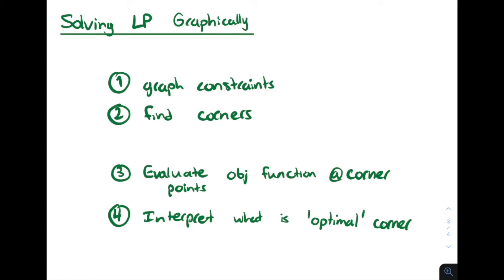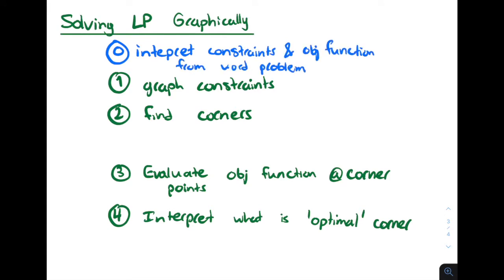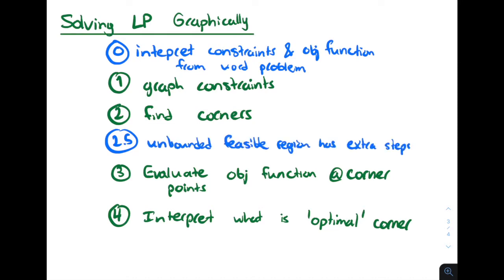Because we'll frequently be dealing with word problems, we might have an additional step 0, which is to interpret the constraints and objective function from the given word problem. We also have a step 2.5 for linear programming problems with unbounded feasible regions. These extra steps will be covered in the next video.